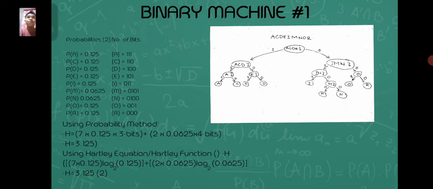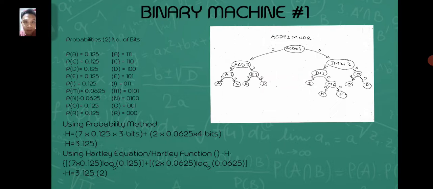Here we will use the probability method in determining the entropy, following this formula: H equals 7 times 0.125 times 3 bits plus 2 times 0.0625 times 4 bits. H equals 3.125.